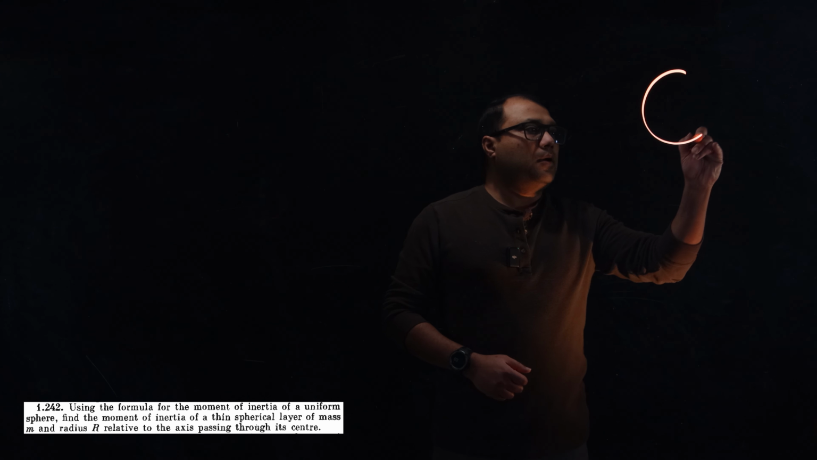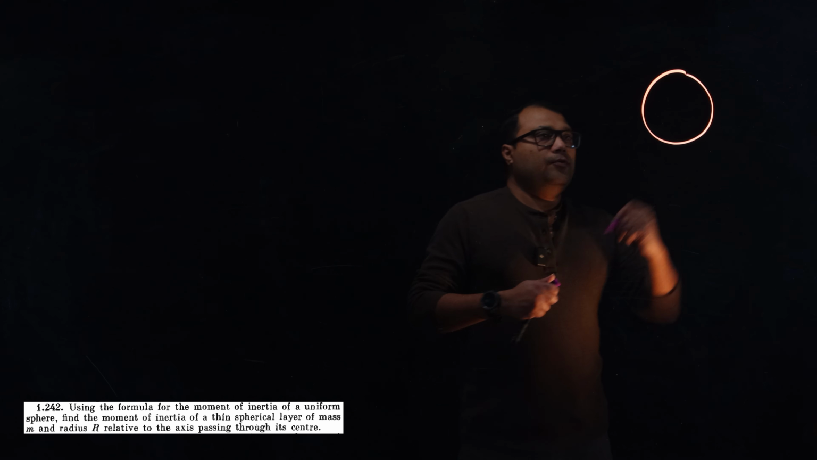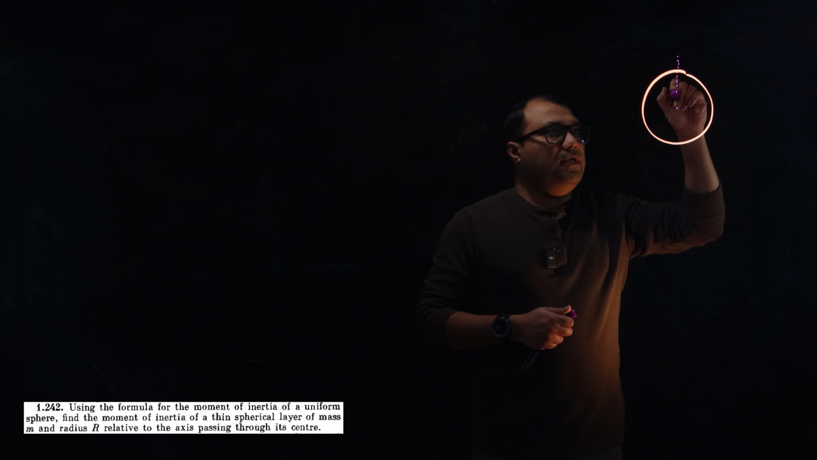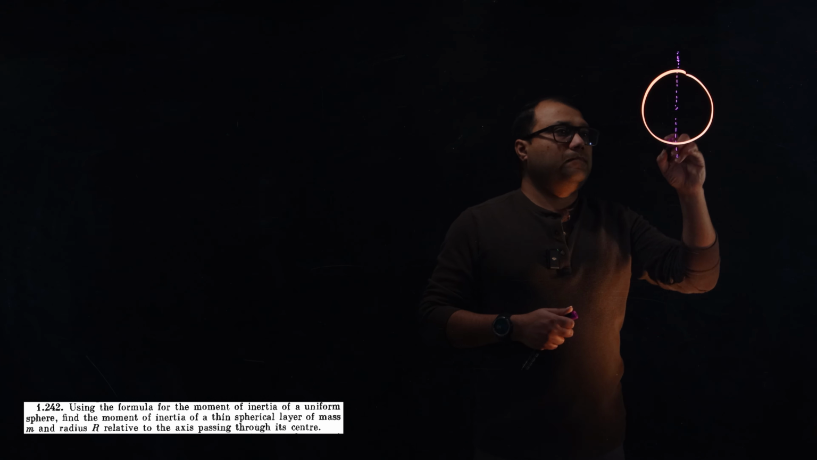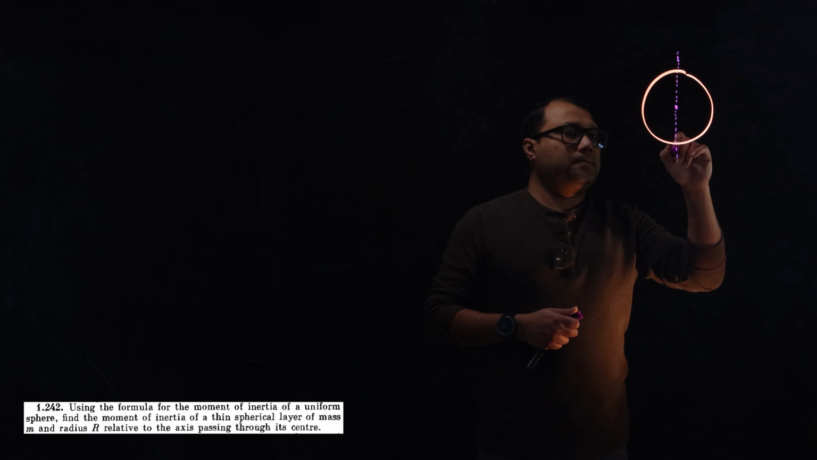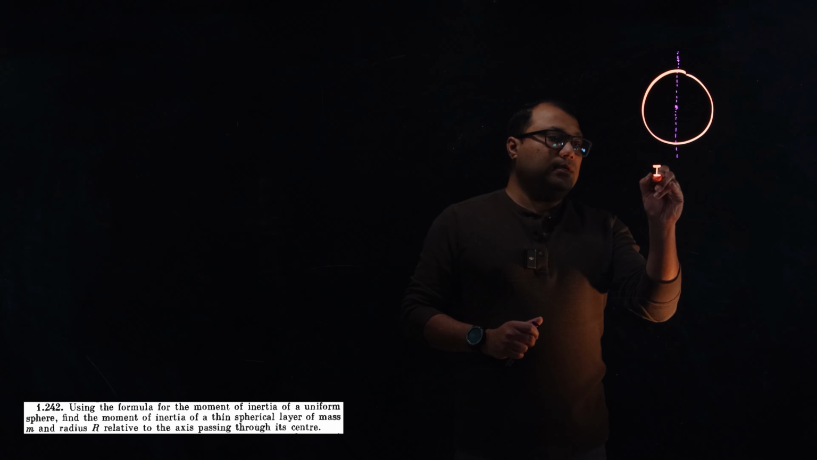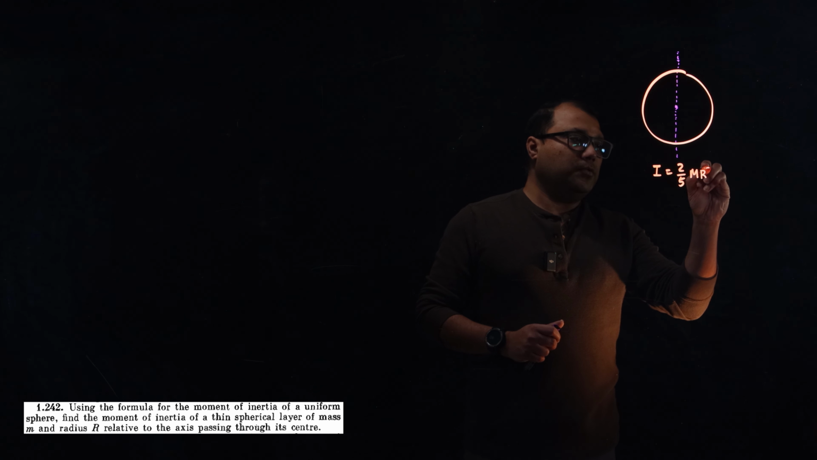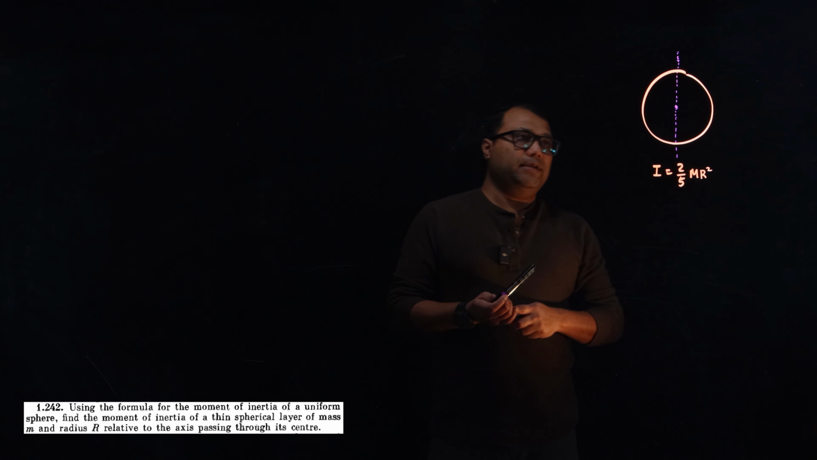Okay. So, for a sphere, if we calculate the moment of inertia about an axis that is passing through its center, we know I is 2 by 5 m r square, where m is the mass and r is the radius of the sphere.